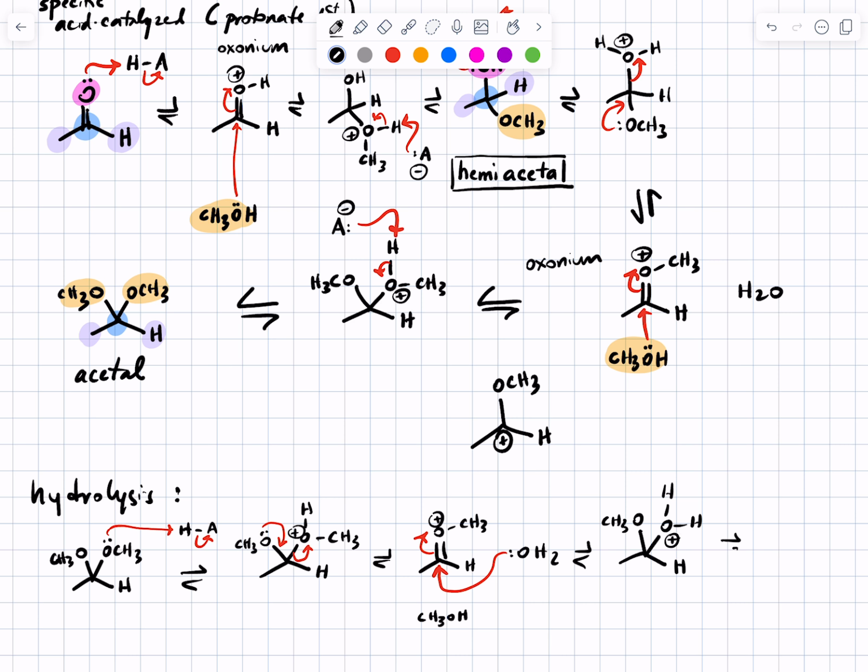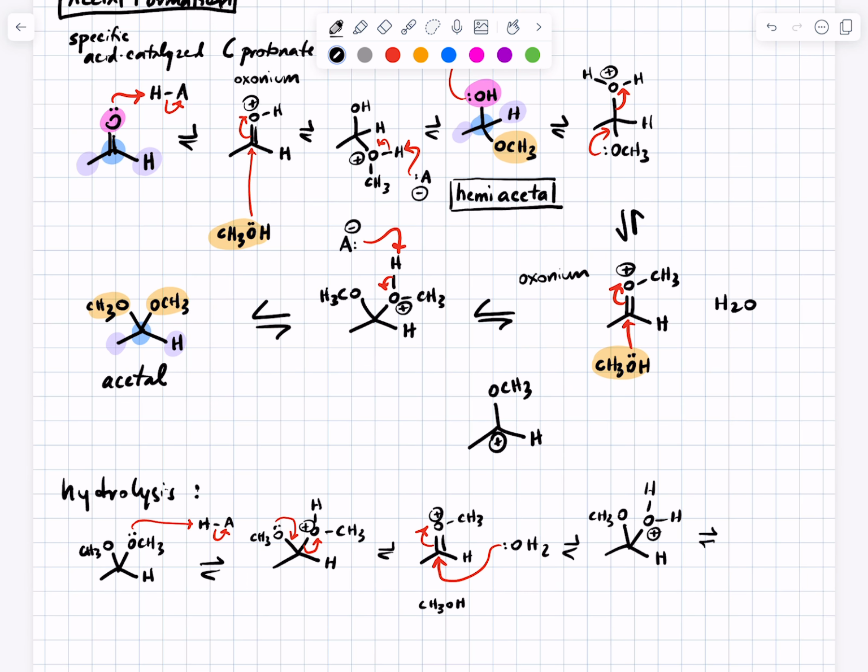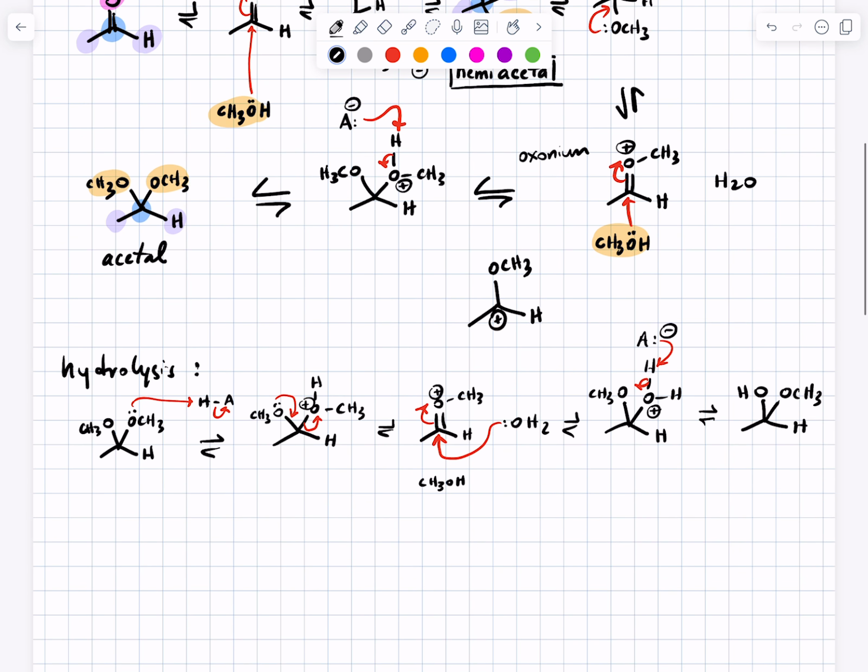If we want to know what to do then, we consult the previous formation mechanism. The intermediate previous to that was the neutral hemiacetal. We can form that by simply removing a proton from the positively charged oxygen, and that's going to give us our neutral hemiacetal. And once you get there, you know you're halfway through.